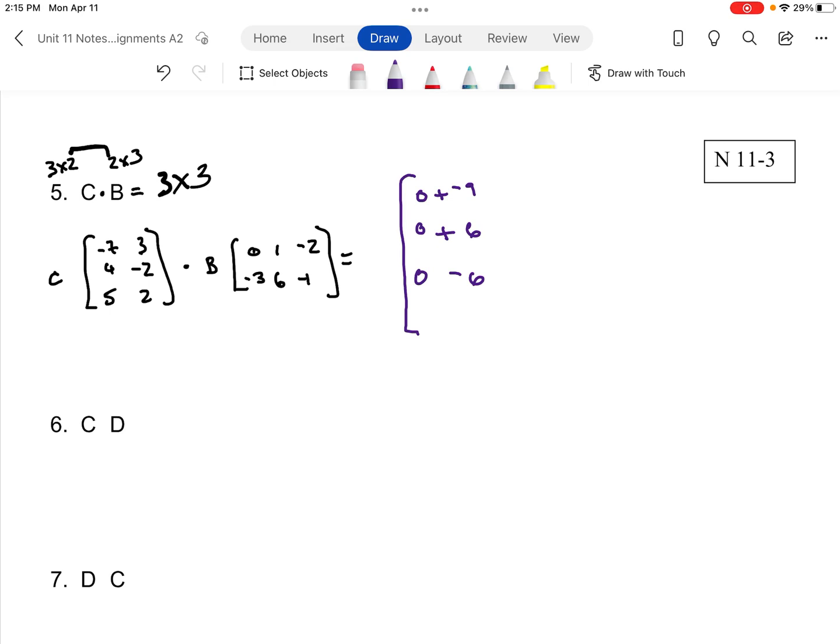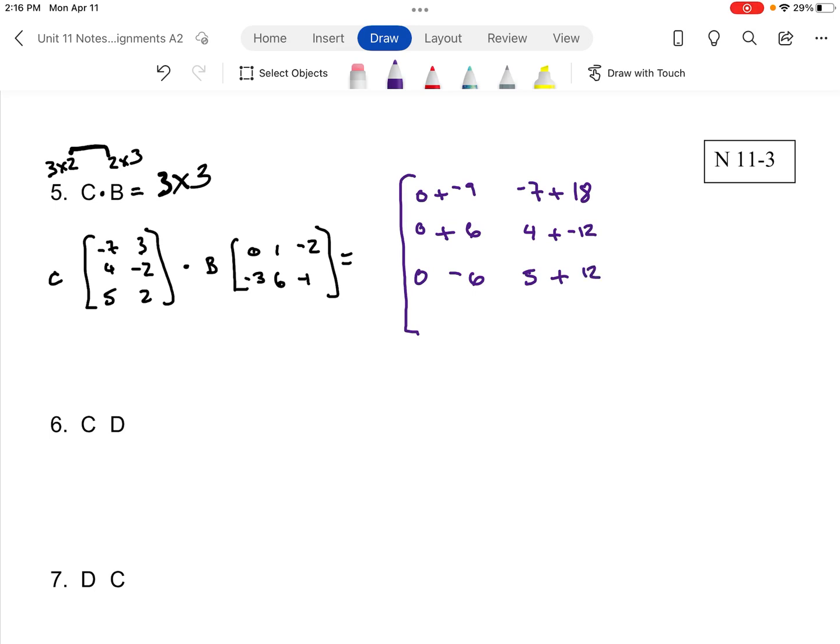Okay, now I'm going to go first row, second column. So I'm going to do negative 7 times 1 is negative 7. Then 3 times 6 is 18. Okay, then 4 times 1 is 4. Negative 2 times 6 is negative 12. 5 times 1 is 5. 2 times 6 is a positive 12.